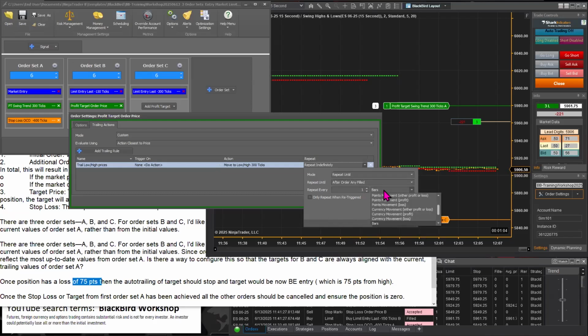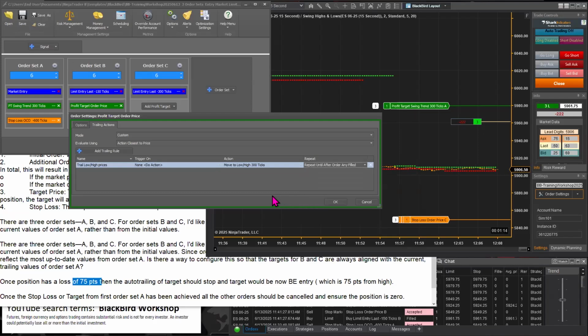And again, I'm going to set this to ticks of movement in a lost direction, right? Again, we're only pulling in our profit target when the market moves in a lost direction. And I'll knock that up to 2 as well. And there we go. So now we have this profit target trailing adjusted.